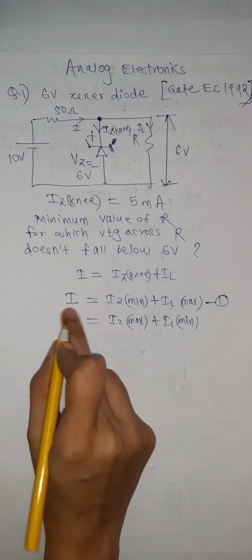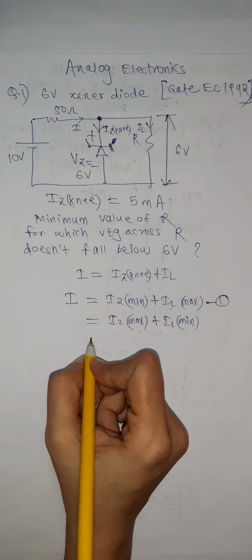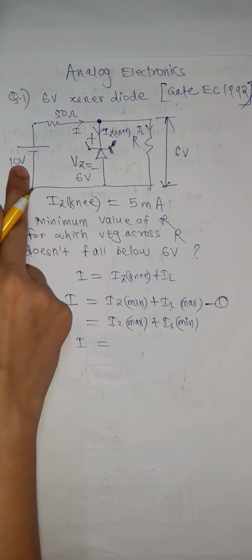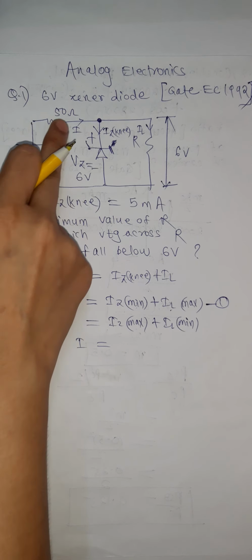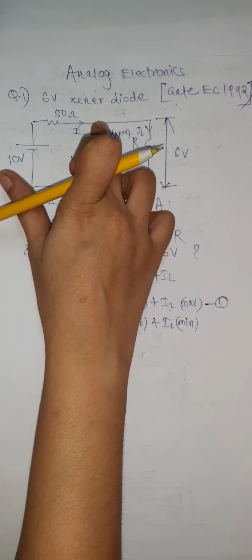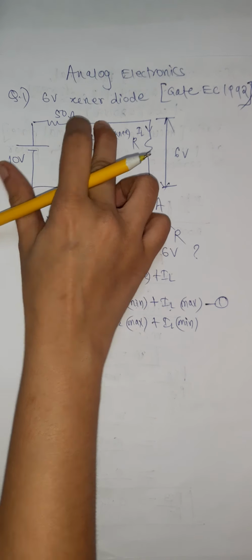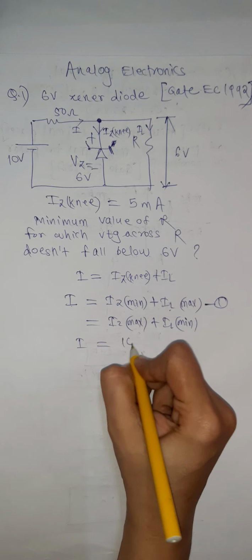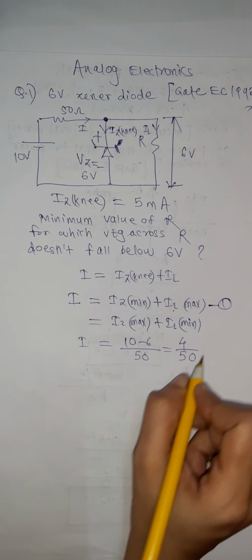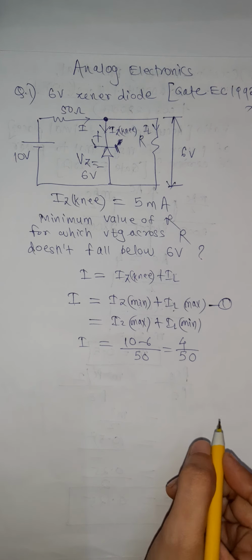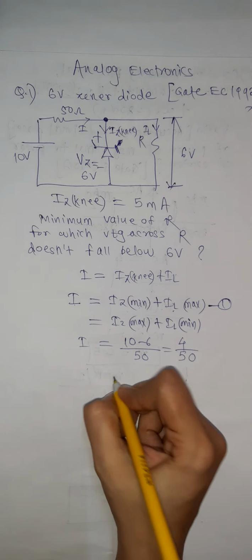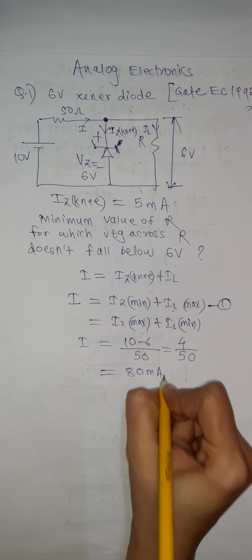Now just put the values. First of all we will find I. The value of I will be 10 volt minus 6 volt divided by the 50 ohm resistor, because the voltage at this point is 6 volt. So I is equal to 10 minus 6 divided by 50, that is 4 divided by 50, which is nothing but 80 milliamperes. So I is equal to 80 milliamperes.